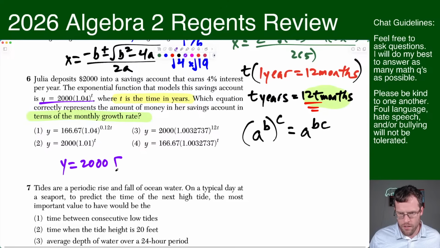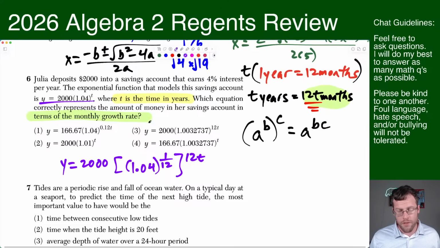I'm going to say 1.04 to the, instead of saying to the t, I'm going to write it like this: 1 over 12. And then outside, I'm going to write 12t. Okay, because they told us to write this in terms of the monthly growth rate. So I'm using this exponent property that when I raise a power to a power, I just multiply the exponents like this.